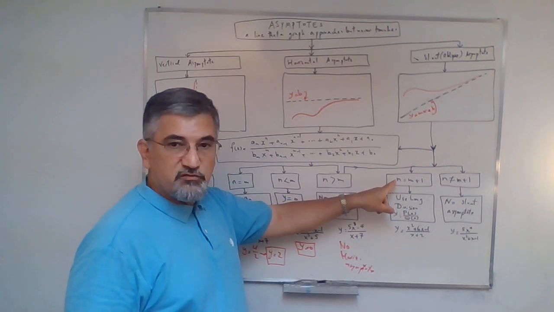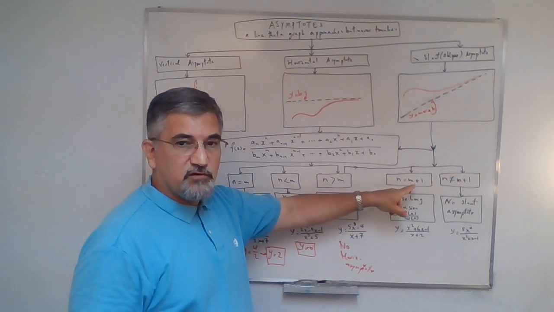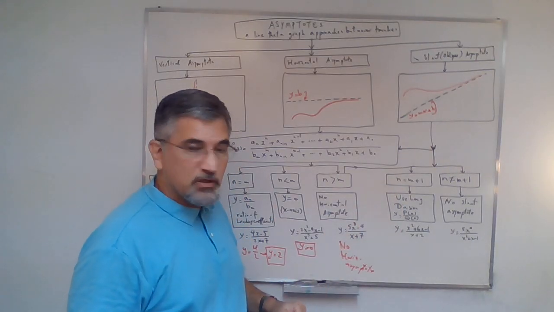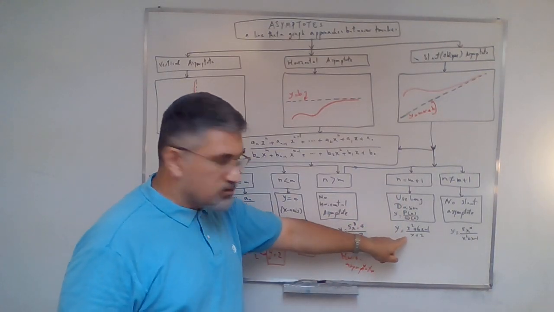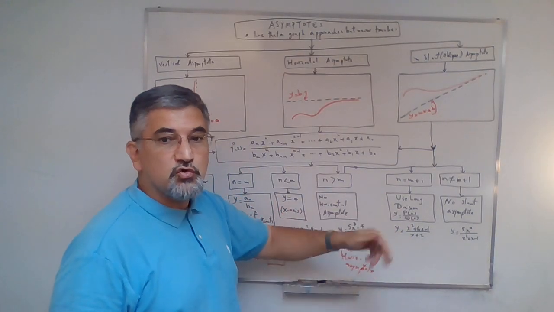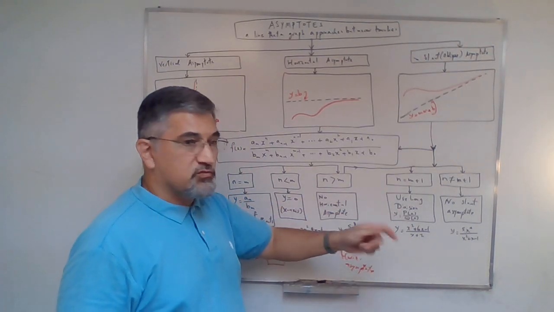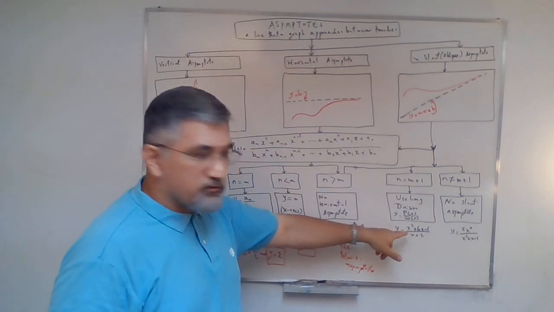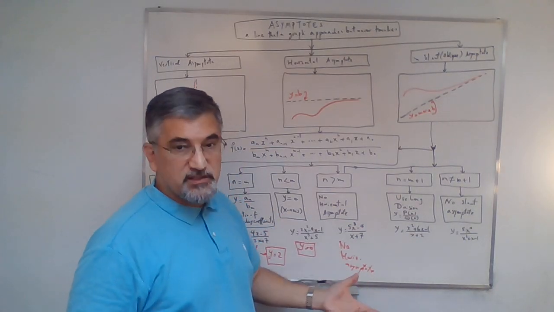I repeat, if the degree of the numerator is 1 more than the degree of the denominator, in that case we do have a slant asymptote. So this one doesn't have, but this one does have, because the top is quadratic, bottom is linear. So 2 minus 1 is 1. So the degree of the top, which is 2, is 1 more than the degree of the bottom, which is 1. So this function for sure has a slant or oblique asymptote.